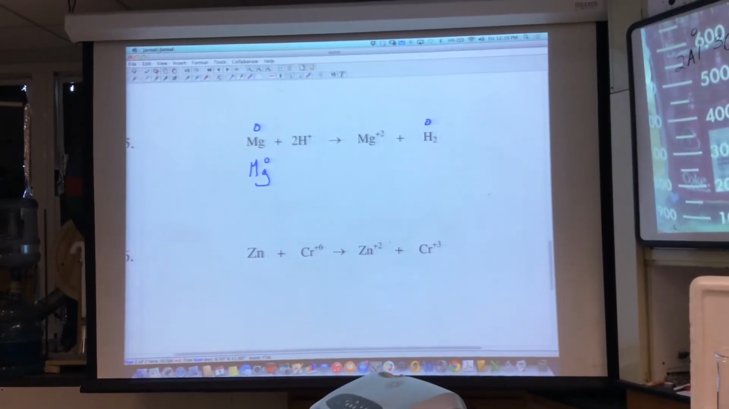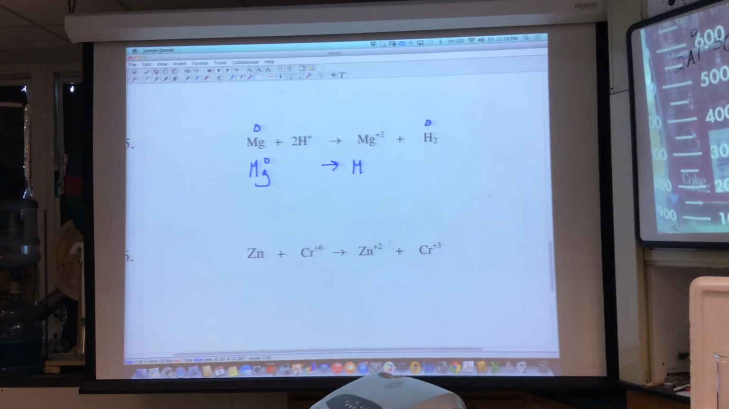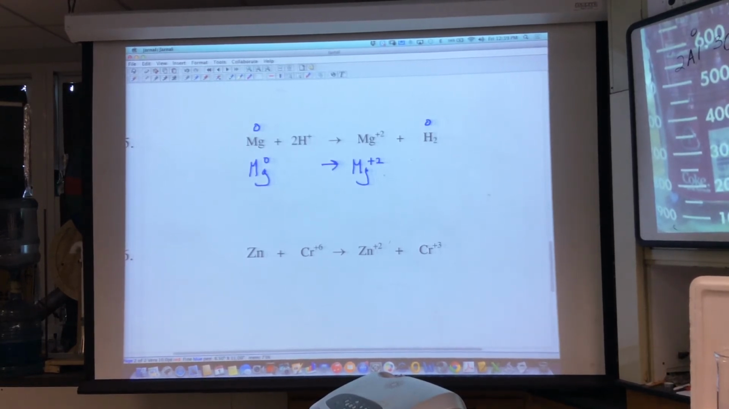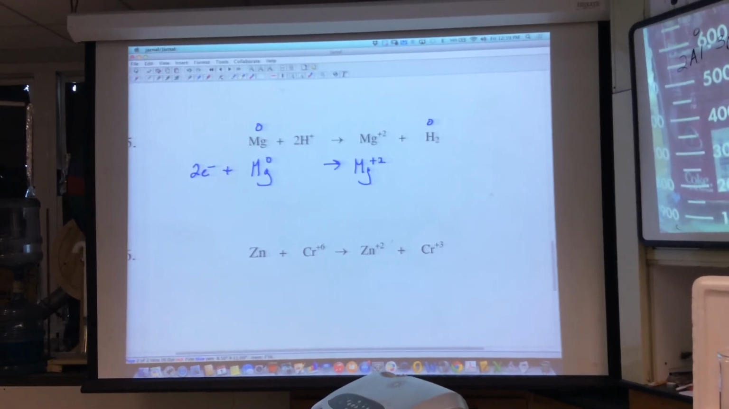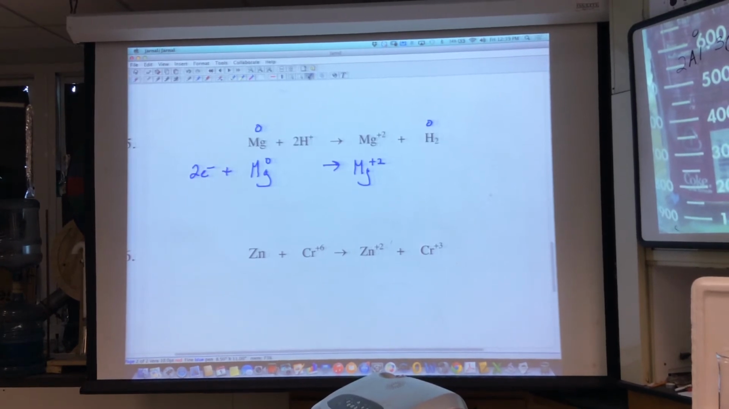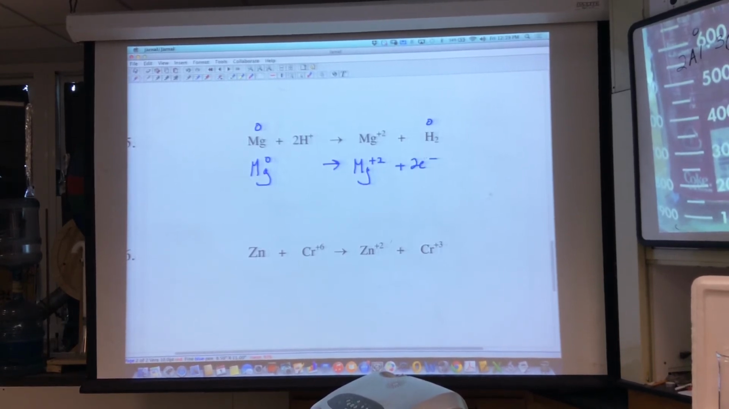Mg0 goes to Mg plus 2. My friends in chemistry, how many electrons are involved? 2. Where do they go? They go on the side so that both sides of the half reaction have the same charge. So where do we go? Reactant side? Okay, so reactant side. Negative 2 plus 0 gives me negative 2 on this side, plus 2. Charge is not conserved. Plus 2e. Now I'm balanced. Cool beans.